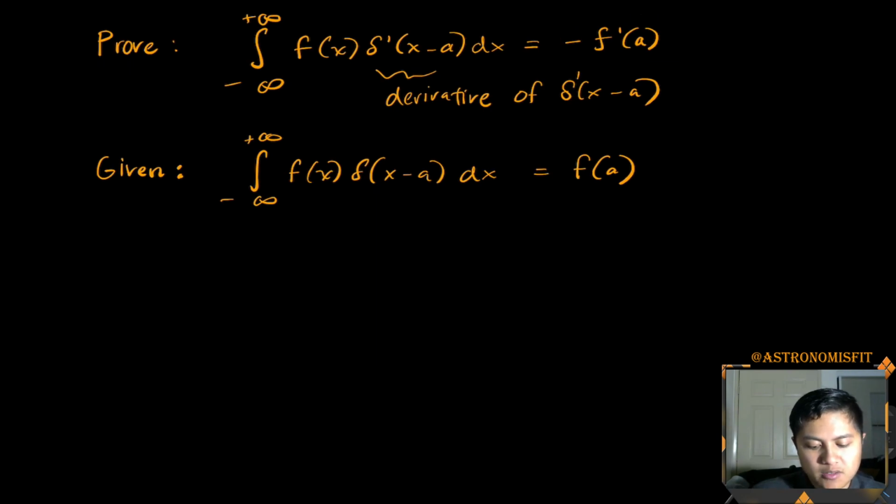And to remind ourselves about the delta function, remember that if you take the normal delta function, not its derivative, and you integrate it with a function of x, as long as you include the point a in question in the integration bounds, you're going to return the function evaluated at a.